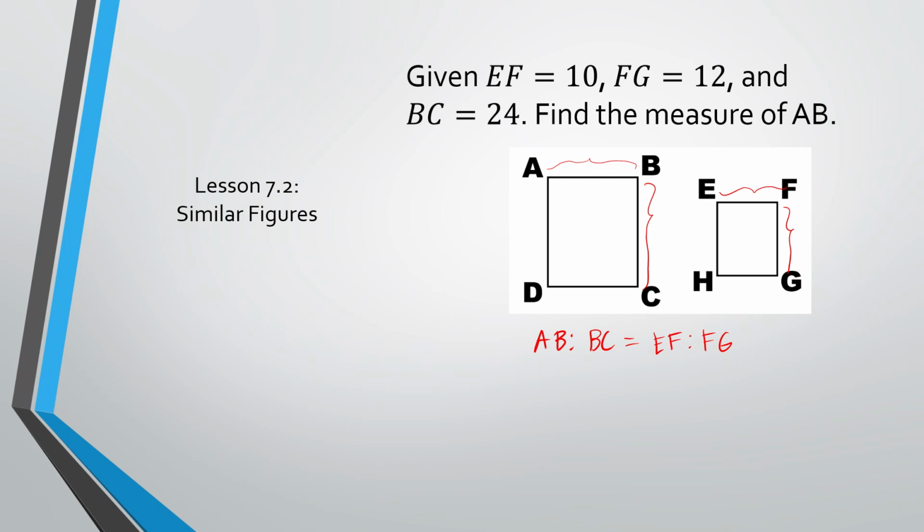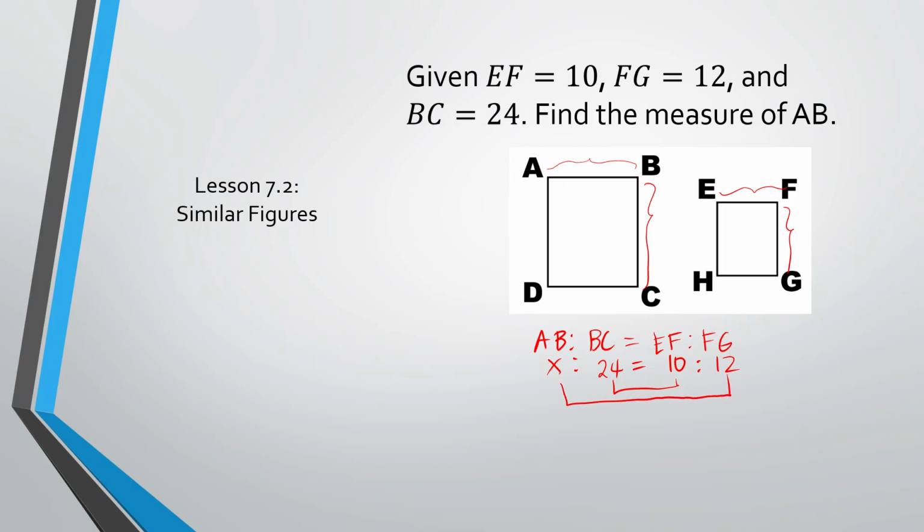Now, for AB, we have here x. So represent this as x is 2. What is the value of BC? The value of BC is 24, equals the value of EF, which is 10, and the value of FG is 12. Then multiply the means and of course the extremes.